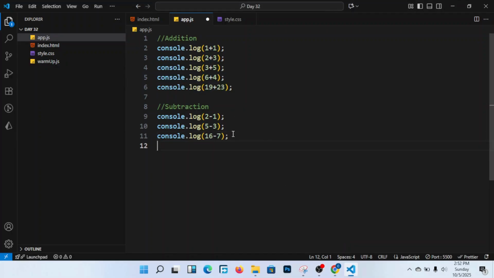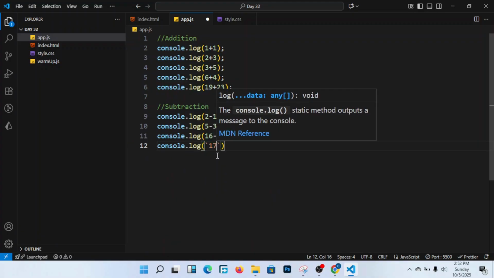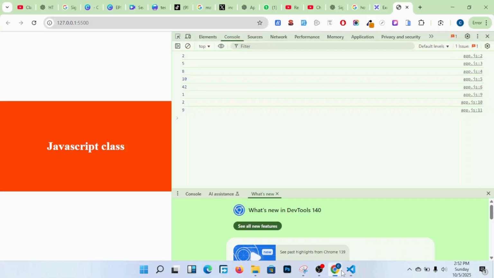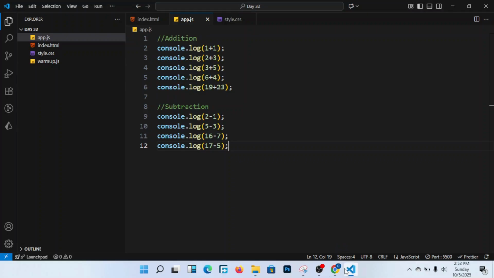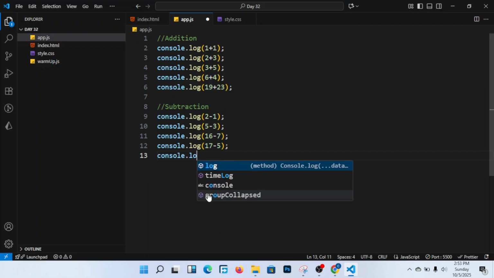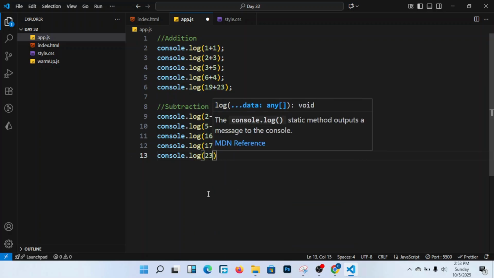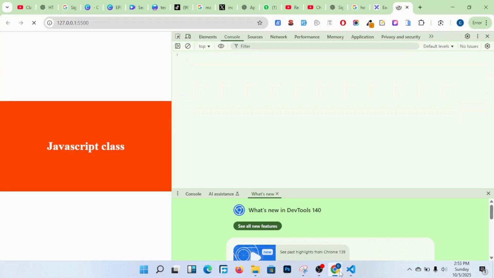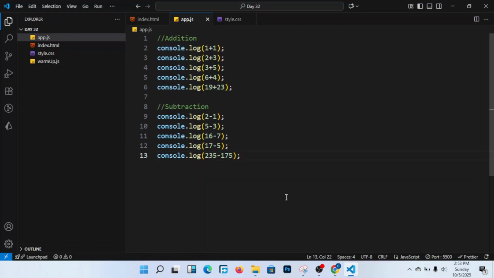So we're just subtracting. It subtracts by itself. Console.log, I can say 17 minus 5, and get the answer, 12. So remember, this is how subtraction goes. Console.log, I come here and say 255 minus 230, or I say minus 175. It gives me 60. This one minus this one is equal to 60.